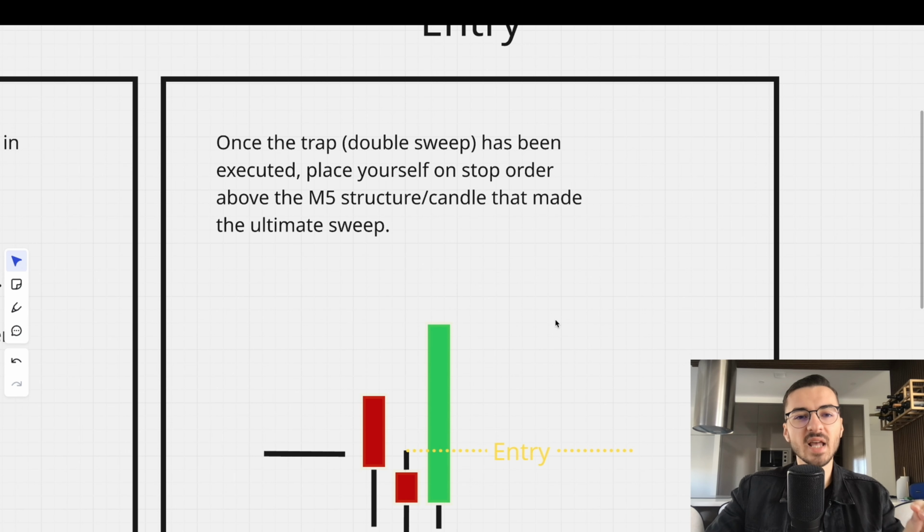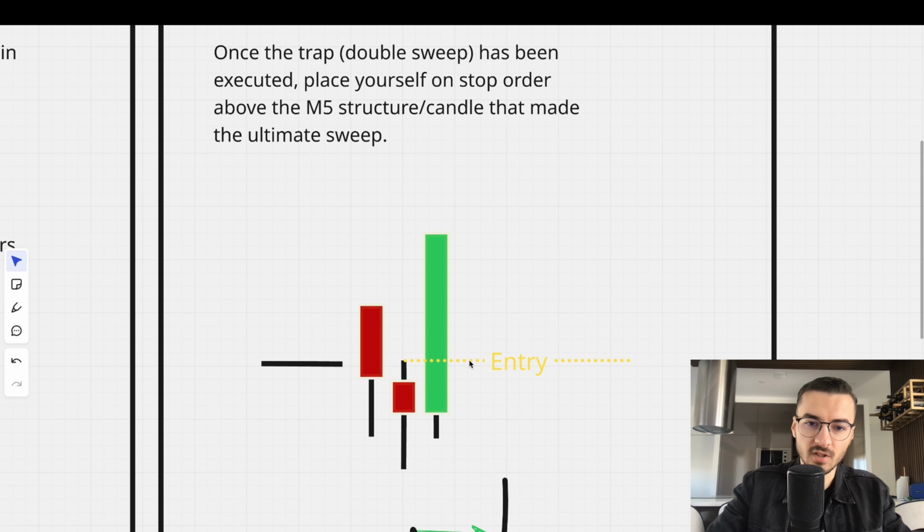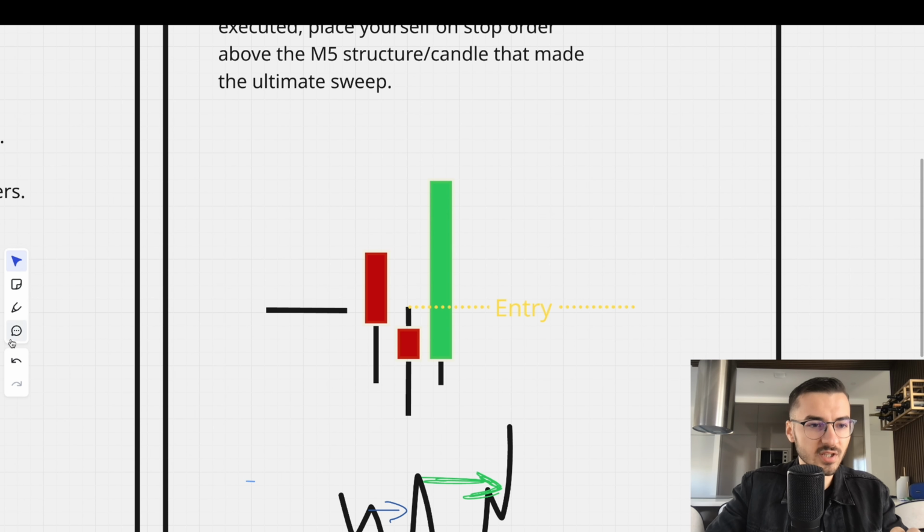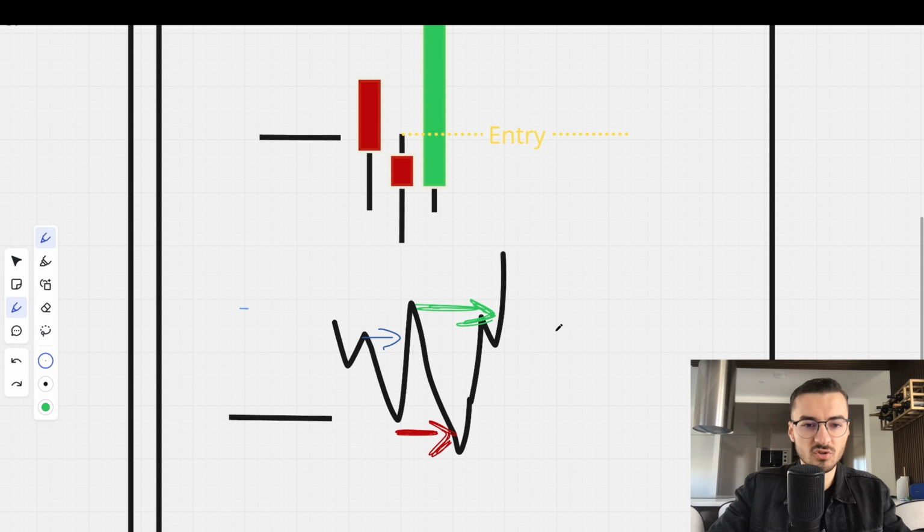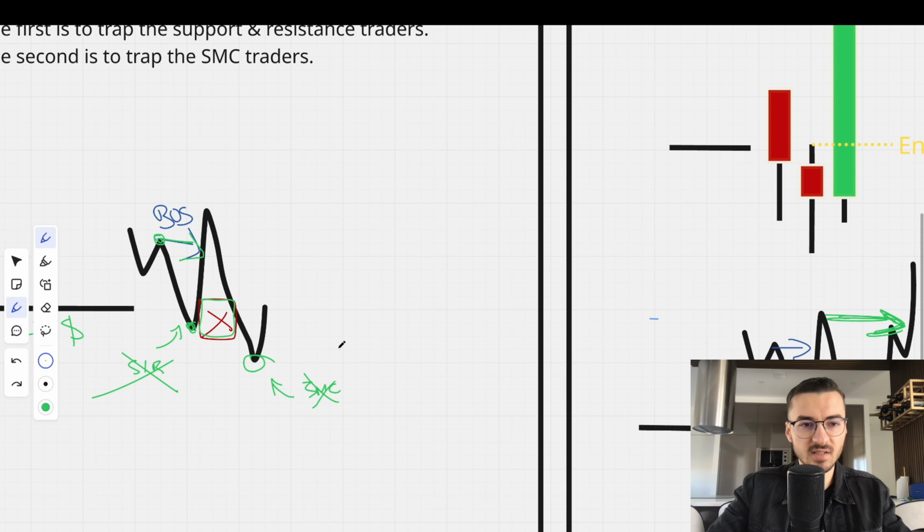But once it has been executed, I tend to place myself on a stop order above the M5 structure / candle that has made the ultimate sweep. So it could be a wick, it could be a candle, something like this. Whereas you can see by the candles where we've done one sweep and then price has gone up, made that overall reaction to call in SMC traders right here on the lower time frames, and then a second sweep. All right, this could be M15 or either M5 candles. But with the drawings right here, you can see the same scenario as we did here.